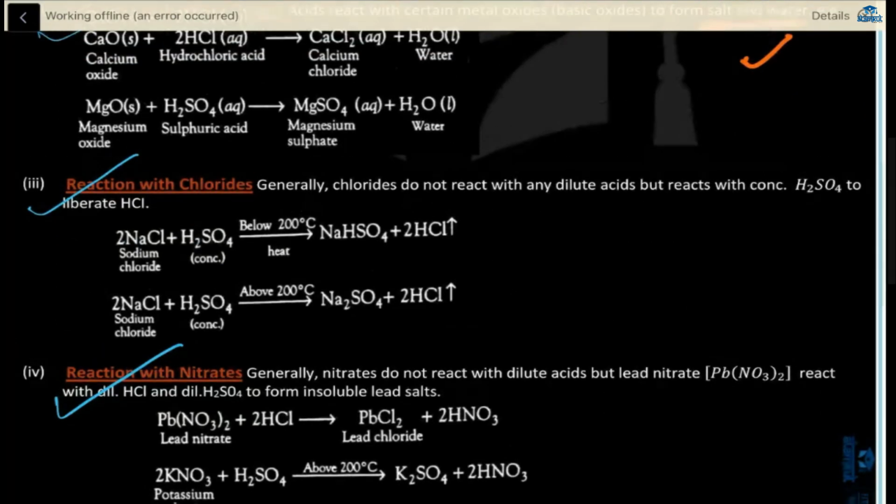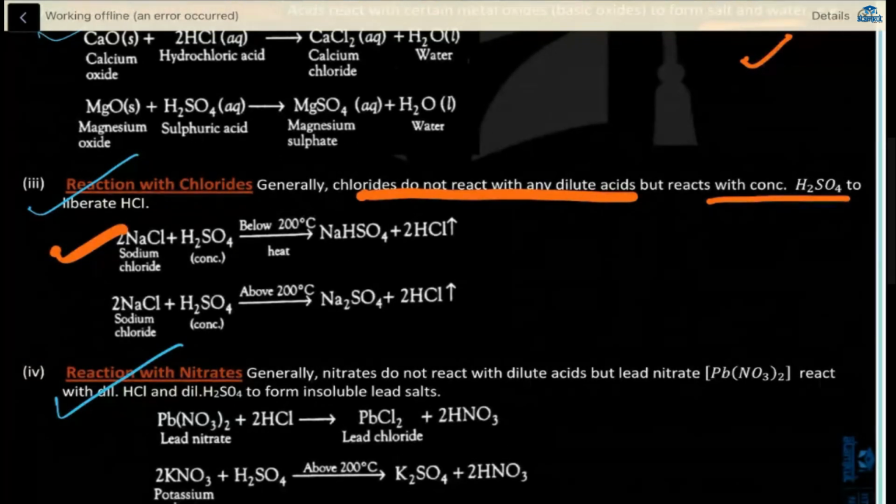When acid reacts with chloride, what does it form? Chloride does not react with any dilute acid, but reacts with concentrated acid, which is H2SO4. Your chlorides, see here NaCl, sodium chloride, will react with concentrated H2SO4. It will not react with dilute acids. So remember that chlorides will always react with concentrated H2SO4.